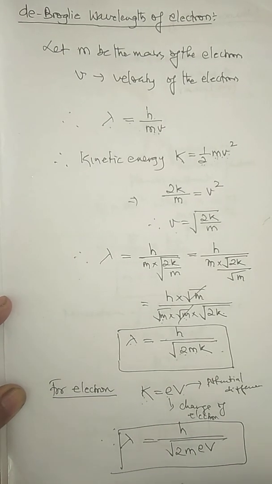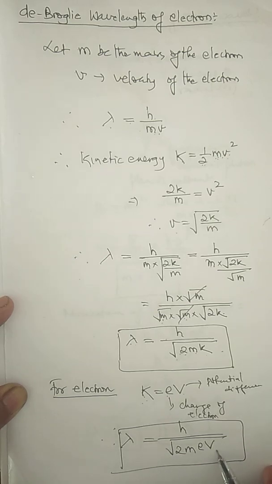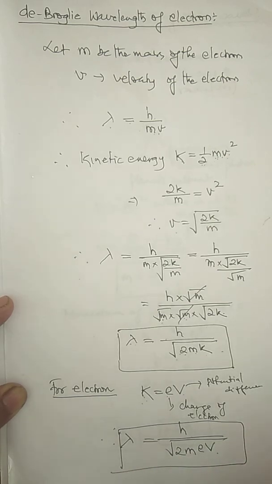But the most important part in this expression, if you see children, is that these are physical quantities whose values are basically known. h, Planck's constant, we know it. Mass of the electron is also a constant, which is known. Electron charge is also known. So if I substitute the values of h, m and e in the expression, we can measure this de Broglie wavelength directly in terms of what? Potential. That means de Broglie wavelength can be measured directly in terms of potential difference also.